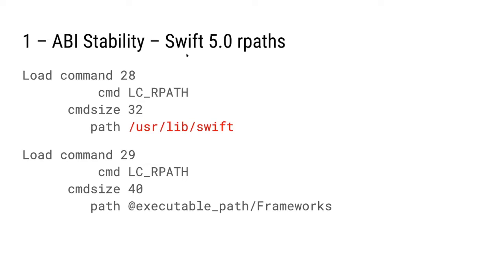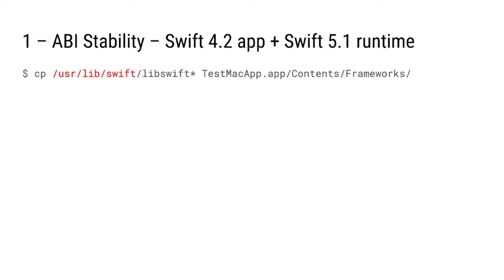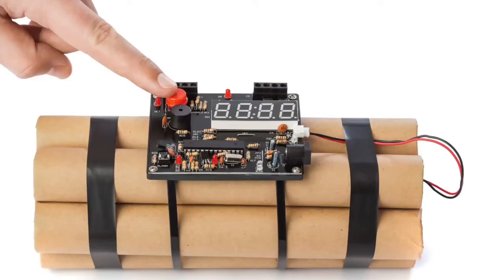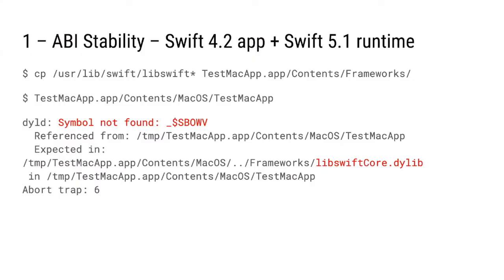Now let's try something really crazy and irresponsible, and please don't do it in your own home. We are going to copy the Swift 5.1 runtime from my macOS Catalina into the app compiled with Swift 4.2. What do you think is going to happen? Well, the image is suggesting not good. Nothing is going to happen. Yeah, so the operating system didn't blow up, but it failed to start the application.